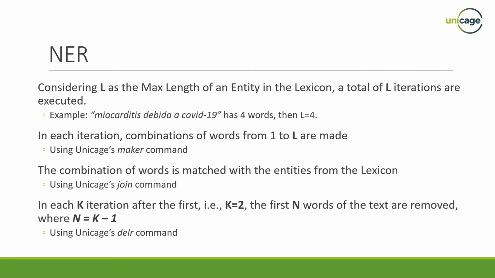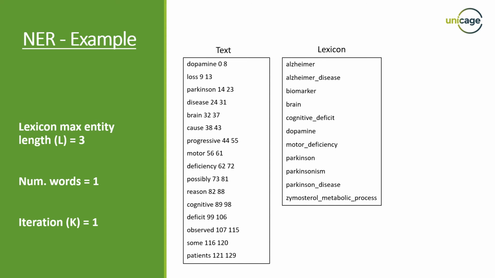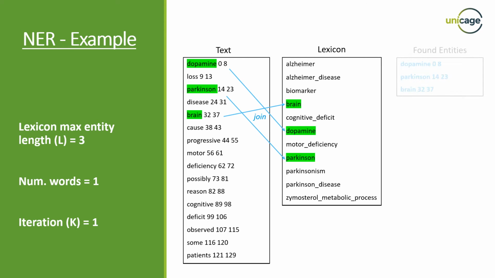Let's look at an example. In this example, the largest entity in the lexicon has 3 words. Therefore, our value of L will be equal to 3. We are also in the first step of the cycle, so the number of words per line will be 1, and our k iteration is also 1. As we can see, the join command detects 3 entities from the text that are present in the lexicon: dopamine, Parkinson, and brain. These 3 entities will be then stored inside the file.